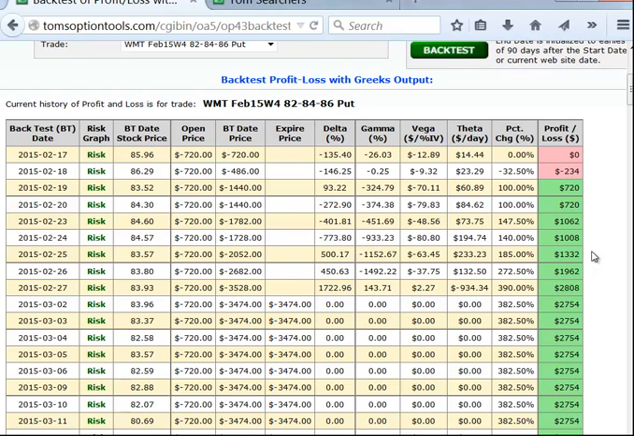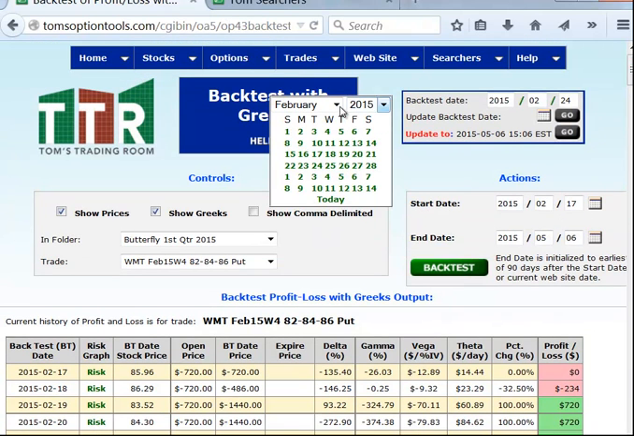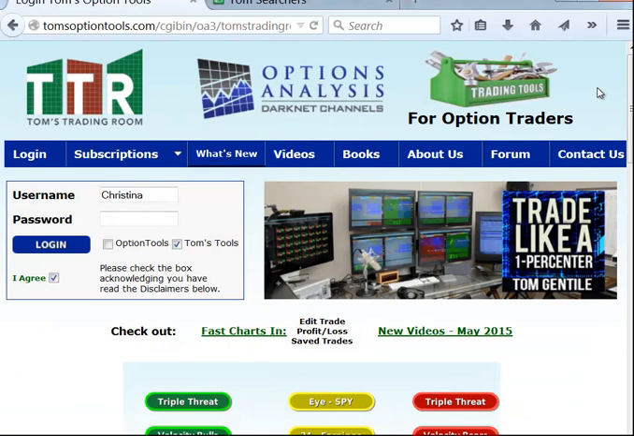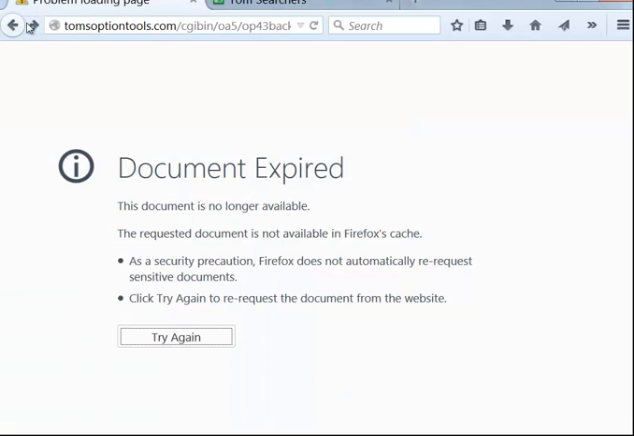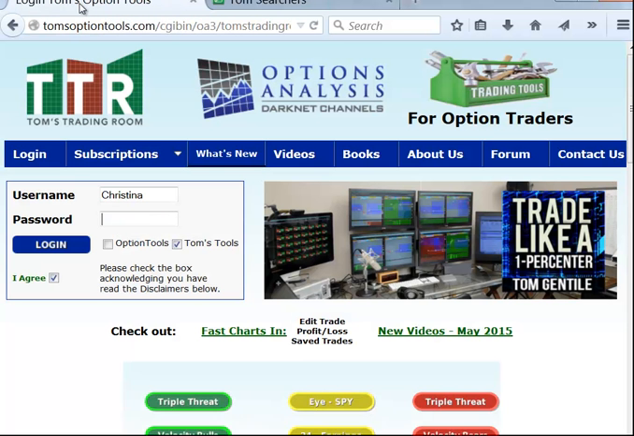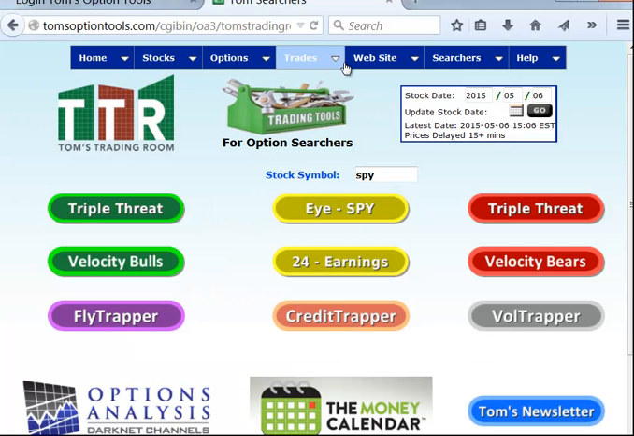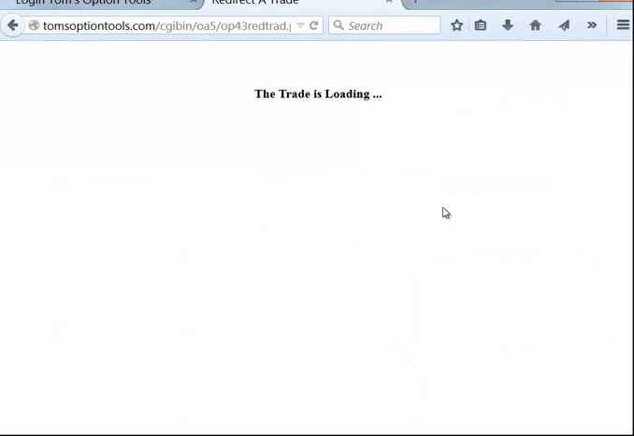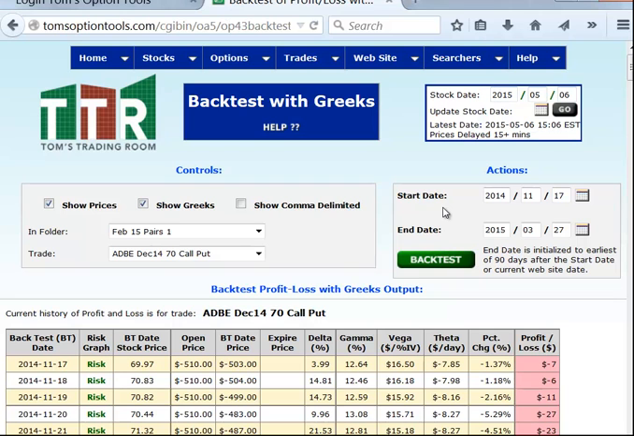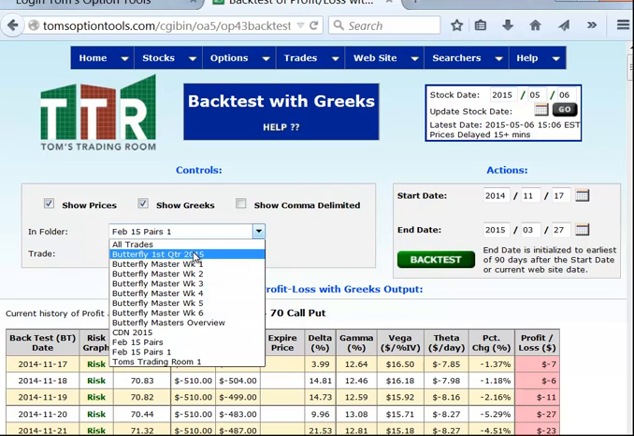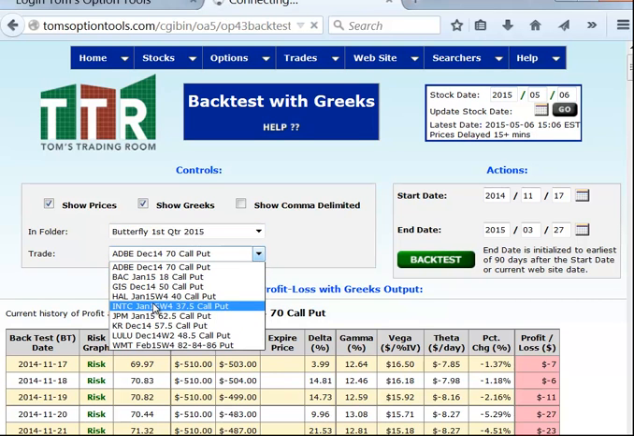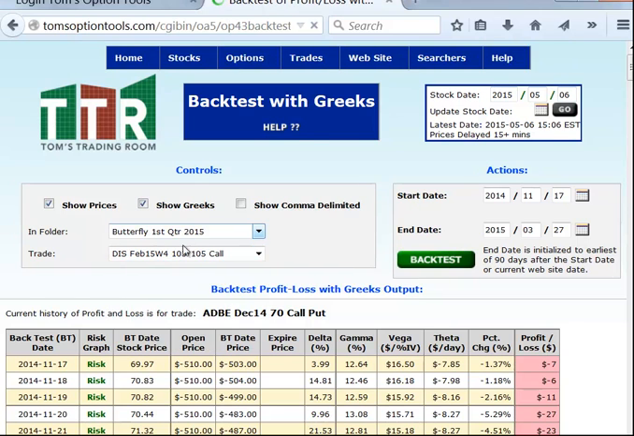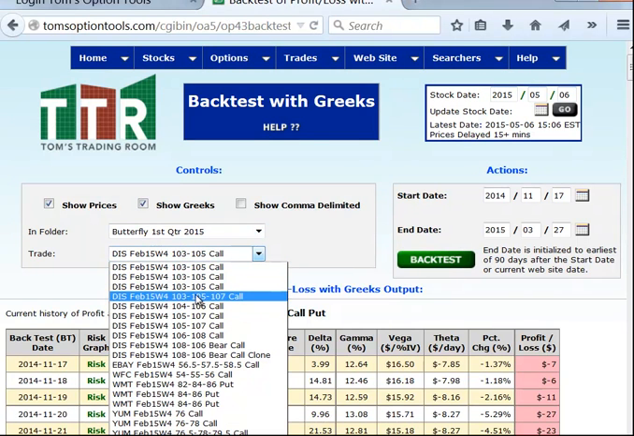So what I want you to take away from this is that you can go into Backtesting with Greeks and go in. Let's see if I hit back. Oops. You can actually go in, and let me do that again. By going into Backtesting with Greeks, it allows you to see the history at a 10,000 foot view and also as a deeper view. So I'm going to go in and pick up that particular trade again.